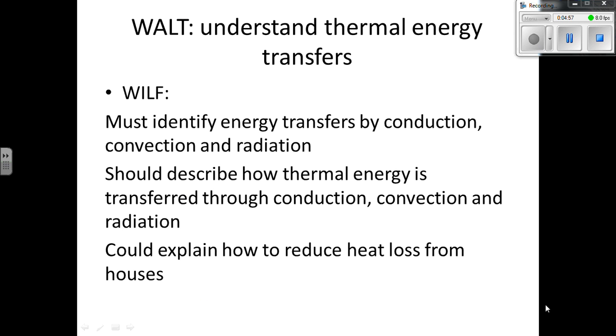Right guys, hopefully by the end of this lesson you understand what thermal energy transfers are, most of you should be able to identify energy transfers by conduction, convection and radiation. You should be able to describe how thermal energy is transferred through conduction, convection and radiation, and you could explain how to reduce heat loss from houses.